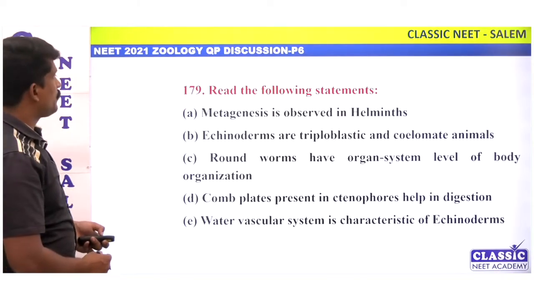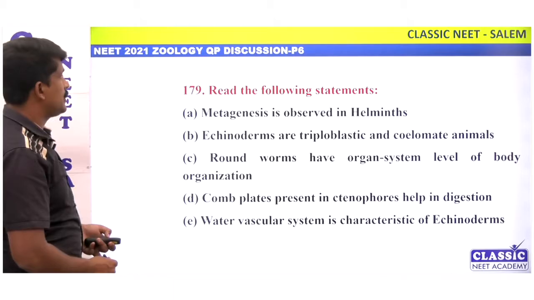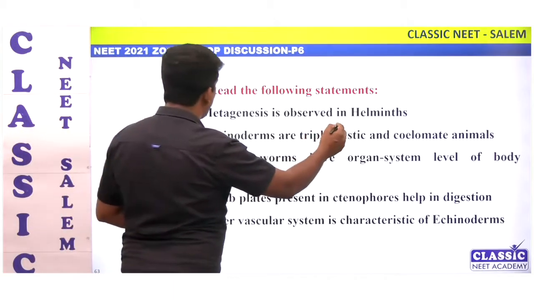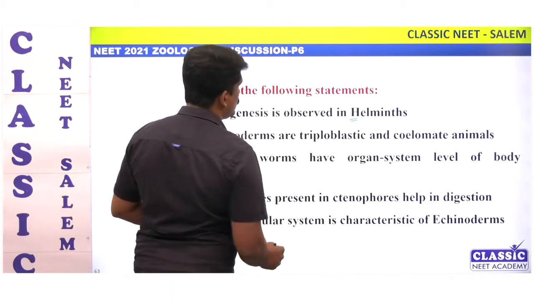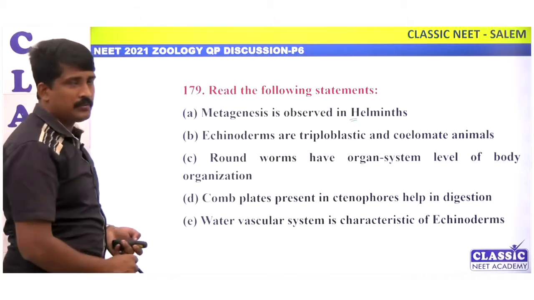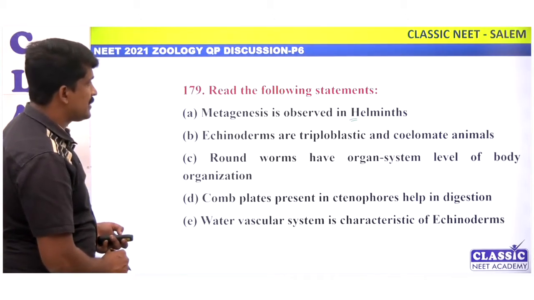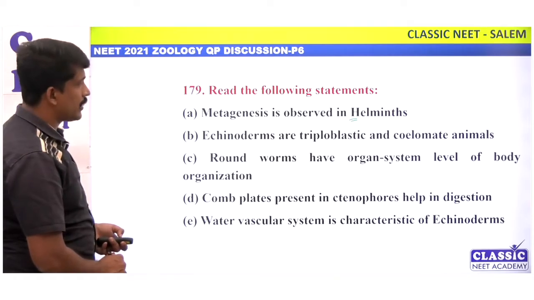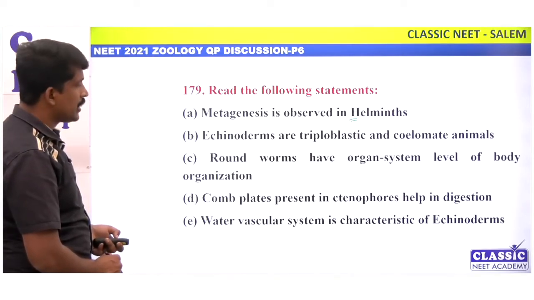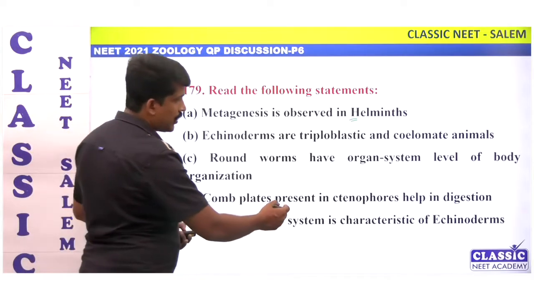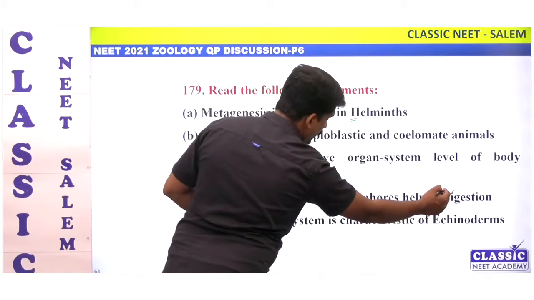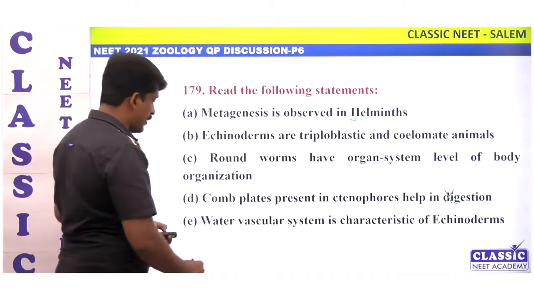Then the next one, read the following statements. Metagenesis is observed in helminths. Is it so? Metagenesis, alternation of generations, is a characteristic feature of Cnidaria. Echinoderms are triploblastic and coelomate. Correct. Roundworms have organ system level of body organization. Correct. Comb plates present in ctenophores help in digestion. Actually, it is helping for locomotion, not for digestion.